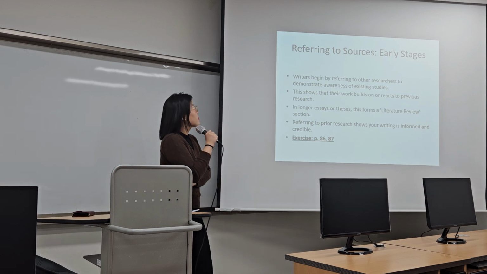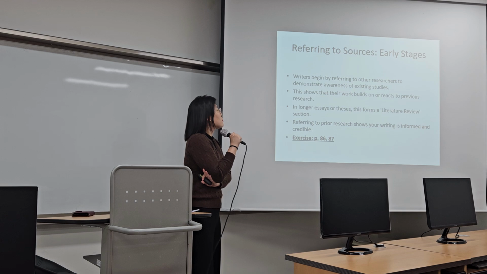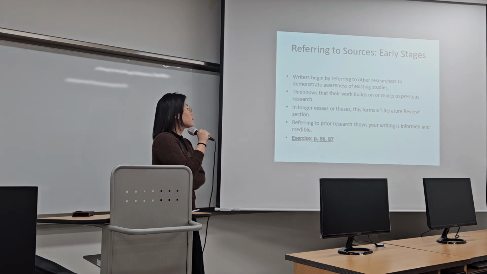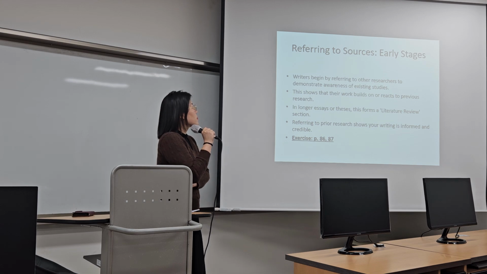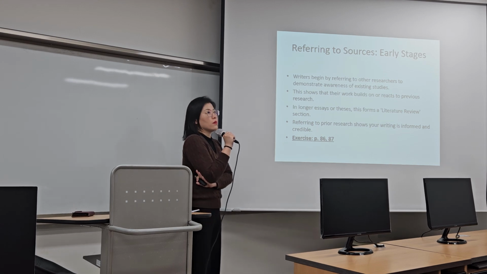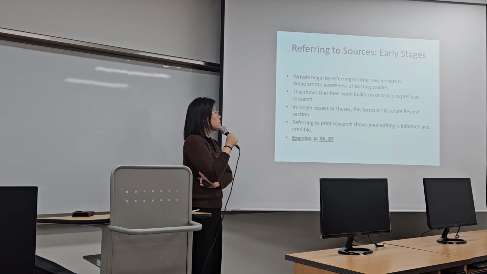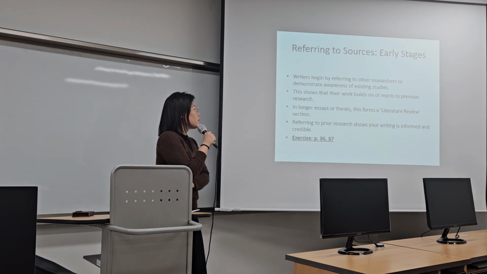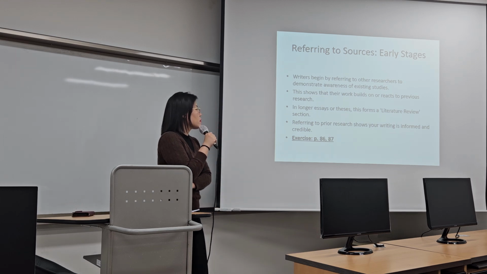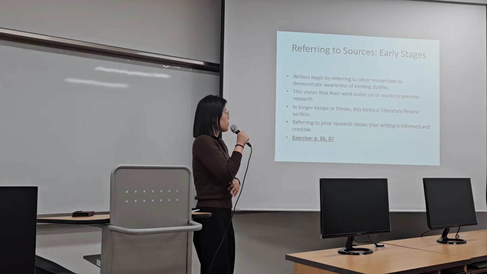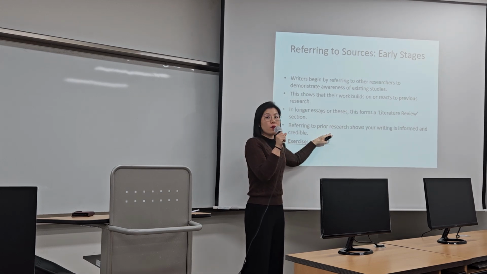Referring to sources, early stages. Writers begin by referring to other researchers to demonstrate awareness of existing studies. This shows that their work builds on or reacts to previous research. In longer essays or theses, this forms a literature review section. Referring to prior research shows your writing is informed and credible. Right, so this term is very important, prior research.